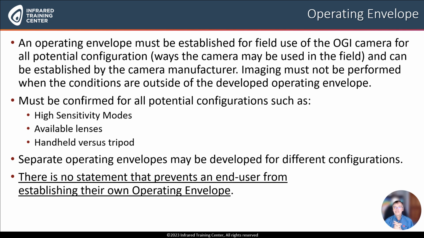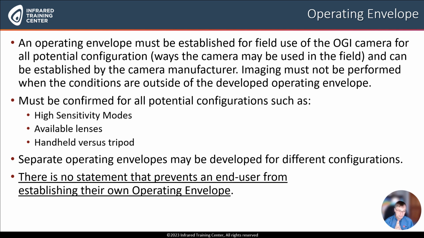And it must be confirmed for all potential configurations, such as the high sensitivity mode. So high sensitivity mode enhances our ability to visualize cloud motion, and cloud motion caused by a fugitive emission. If you have more than one lens, if you have a telephoto lens, if you have a wide angle lens, you have to have an operating envelope for that.